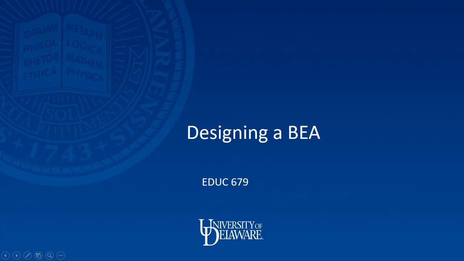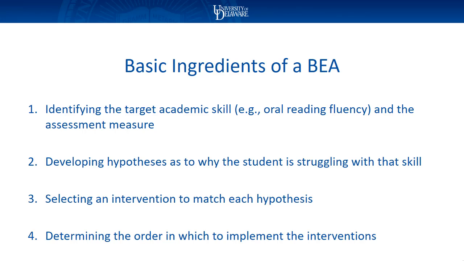Let's discuss how to design a brief experimental analysis, or BEA. First, let's talk about the basic ingredients of a BEA. These include identifying the target academic skill. Doing so requires you to implement the diagnostic skills you learned in the first module. You also need to identify the appropriate assessment measure.